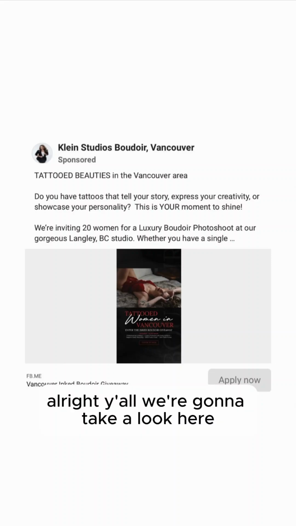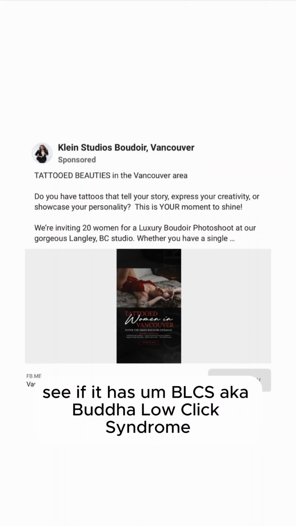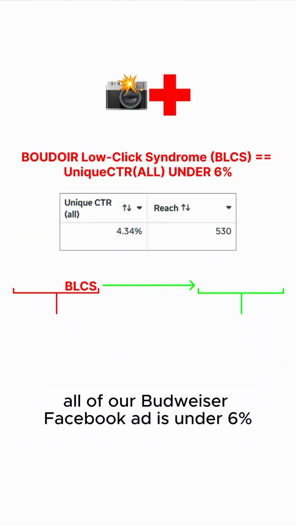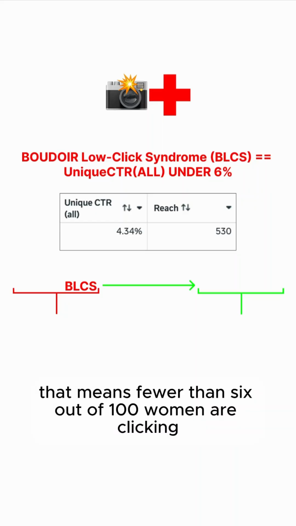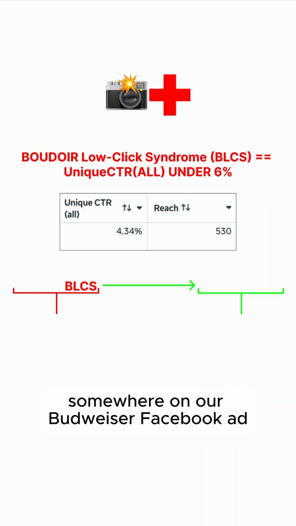All right, y'all, we're going to take a look here, diagnose this Boudoir Facebook ad, see if it has BLCS, aka Boudoir low click syndrome. Boudoir low click syndrome, aka BLCS, is when the unique CTR of our Boudoir Facebook ad is under 6%. That means fewer than 6 out of 100 women are clicking somewhere on our Boudoir Facebook ad.